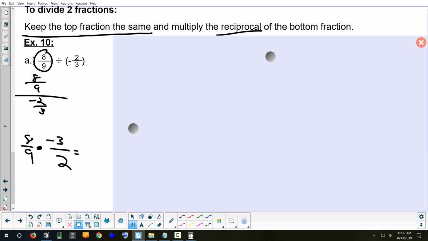How many times does 2 go into itself? Once. How many times does 2 go into 8? 4 times. Now we can multiply if we want, or there's actually even more reducing we can do. Does 3 go into 9? Yeah. How many times does 3 go into itself? Once. And how many times does it go into 9? 3. So now all you're left with in the top, and be careful you don't forget this, 4 times negative 1. What's 4 times negative 1? Negative 4. And 3 times 1 is 3.